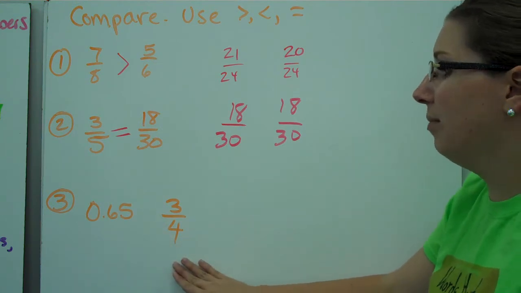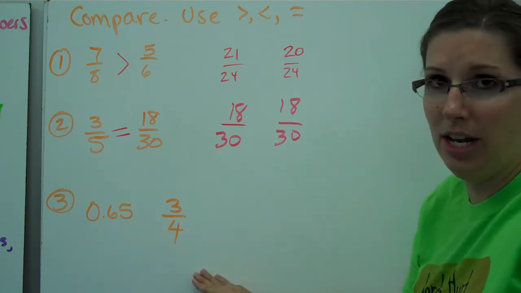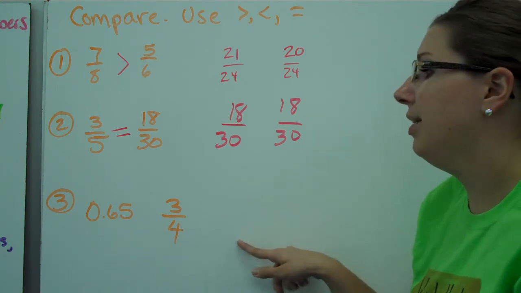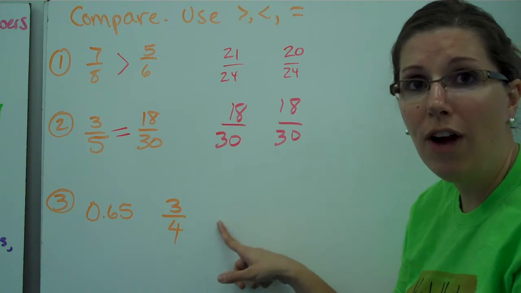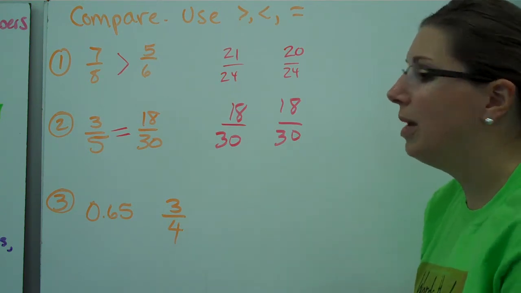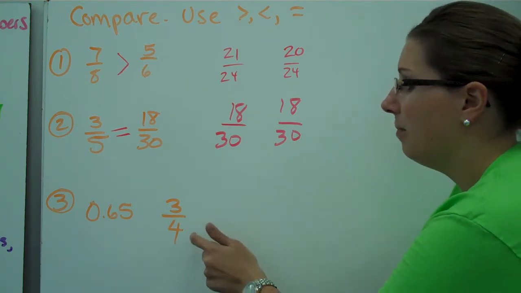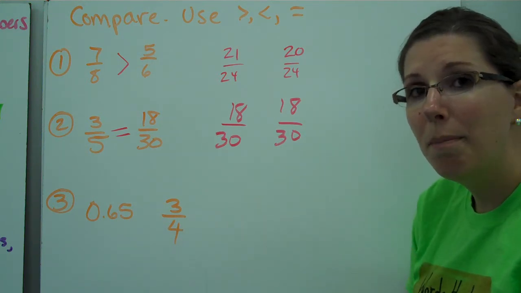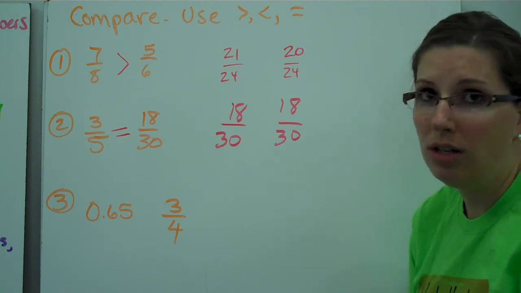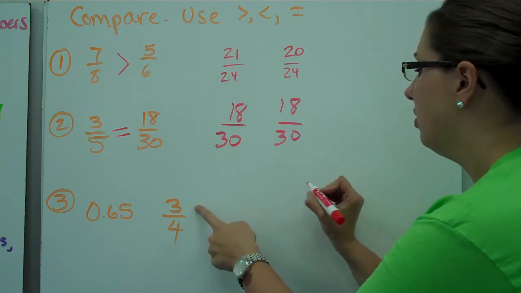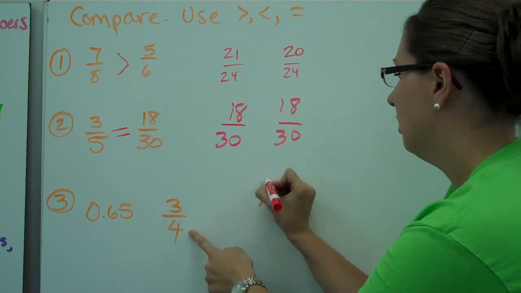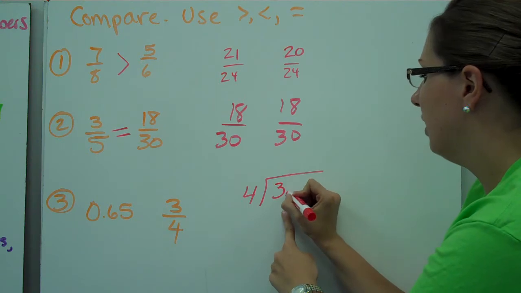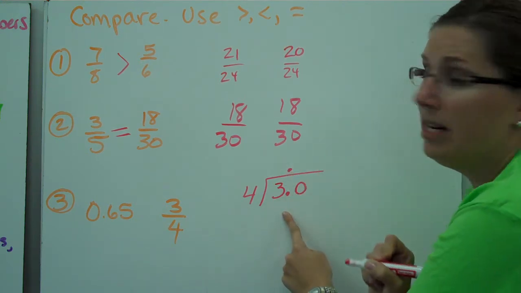Okay, in number 3, I've got a decimal and a fraction. So in my very important concepts section, I noted that we need to change all fractions to decimals to be able to compare. And 3/4 is a very common fraction conversion, but if you're not sure what it is, we're going to do long division to figure it out. So to do long division, I would write 3 divided by 4. 4 cannot go into 3, so I need to add a decimal, bring it up, and add a 0.